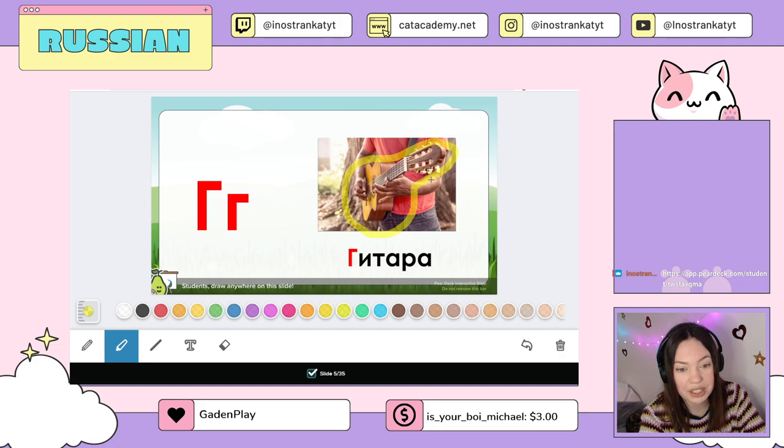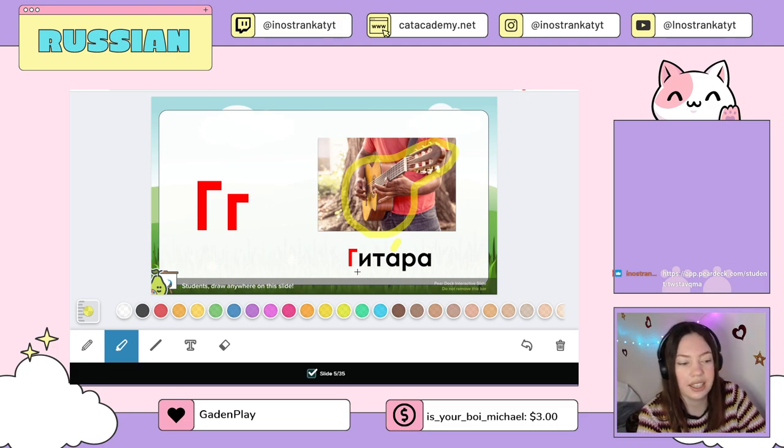So it should be a guitar, guitar. And in Russian, it is the same. Gitara, gitara. So we stress the second syllable. Gitara. So this буква is буква G. G, G, G. Gitara, gitara.